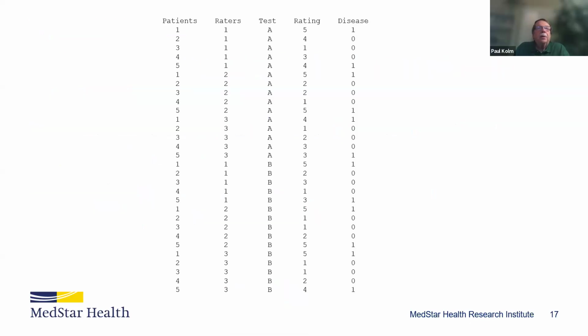So here's an example that we might have where we have 5 patients and 3 raters, and then we have, say, 2 different tests, A and B, and then we have the ratings of the raters, and then the last column is whether or not the person is actually diseased or not.